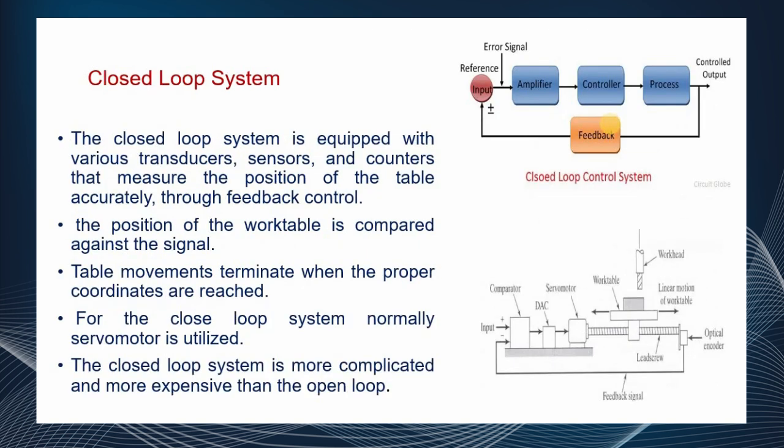The closed loop system is equipped with various components such as transducers, sensors and counters, which are used to measure the position of the table accurately through the feedback control system.